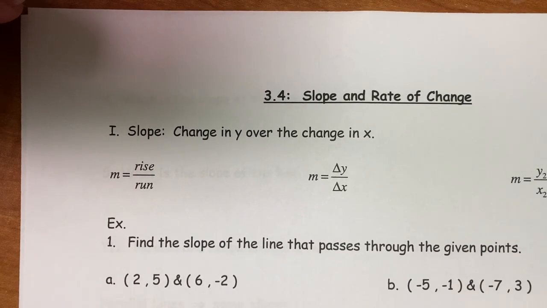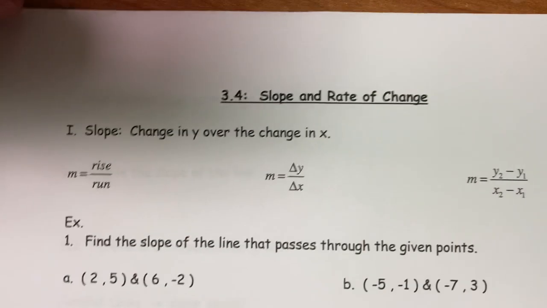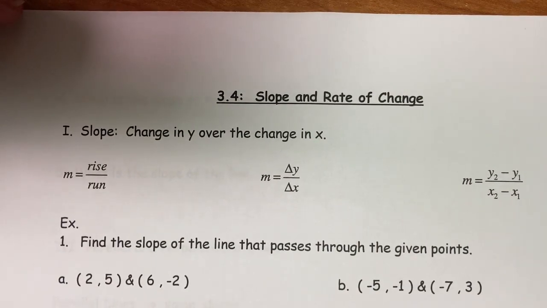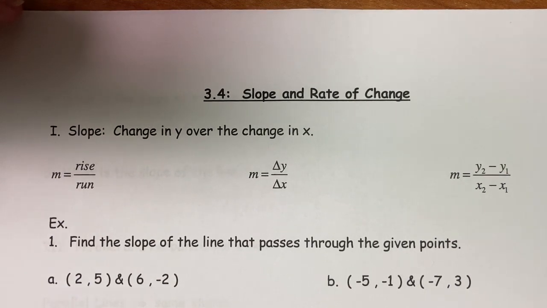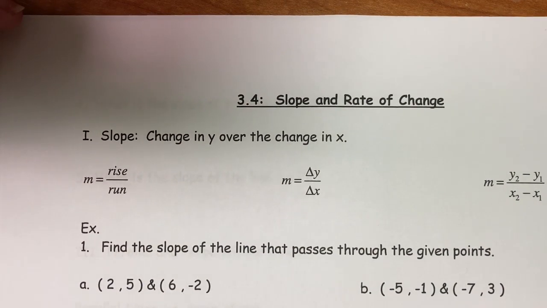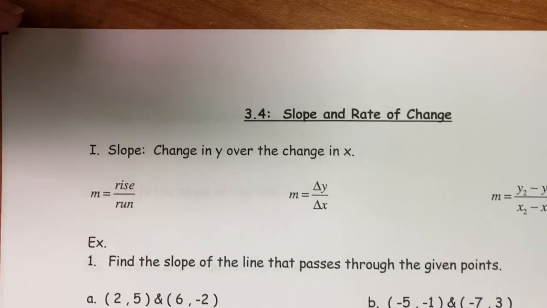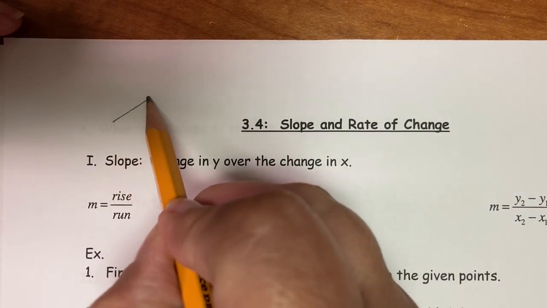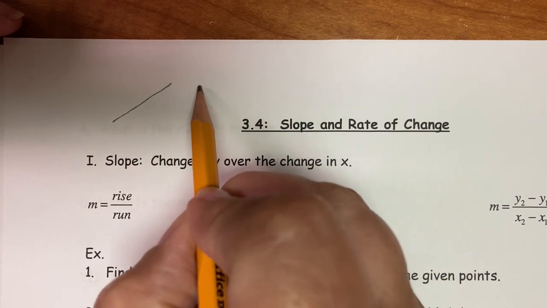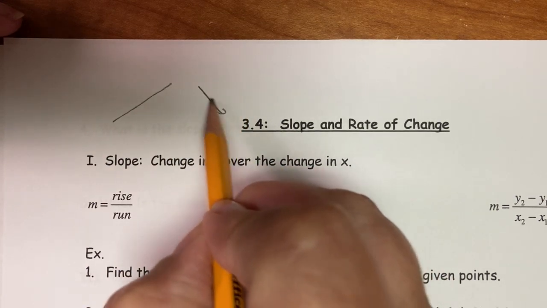Okay, we're looking at 3.4. We're going to talk about two things that have to do with lines, and those are slope and the rate of change, which technically means the exact same thing. So when we talk about the slope of a line, first of all, just intuitively, what slope means is how fast the line rises or how fast the line falls.